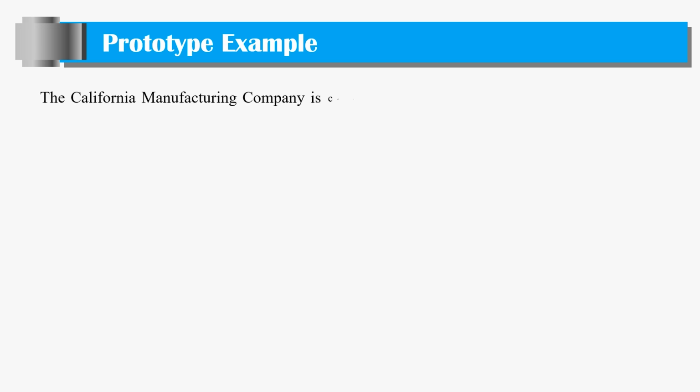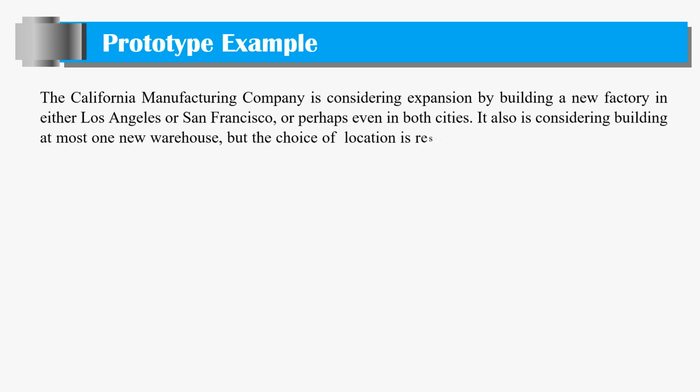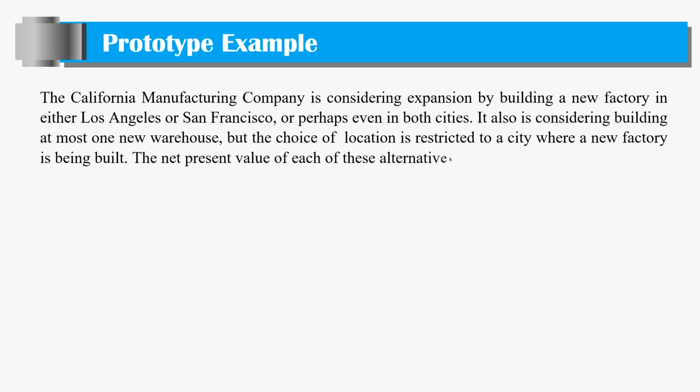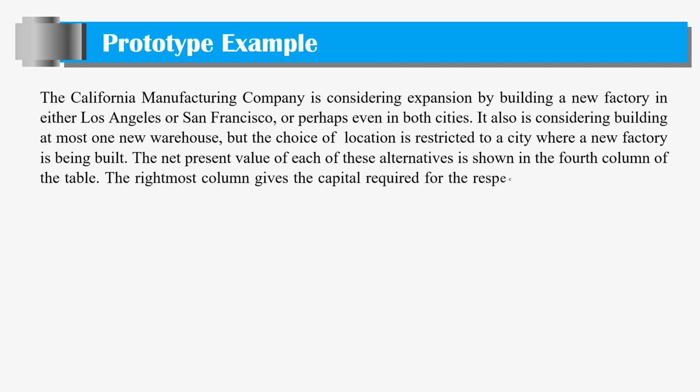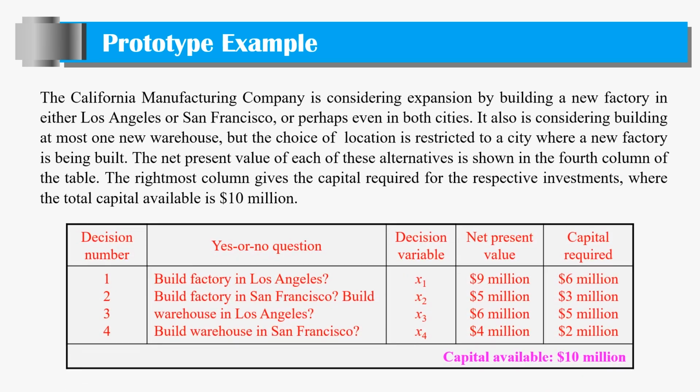Now we introduce section 1, prototype example. A California manufacturing company is considering expansion by building a new factory in either Los Angeles or San Francisco, or perhaps even in both cities. It also is considering building at most one new warehouse, but the choice of location is restricted to a city where a new factory is being built. The net present value of each of these alternatives is shown in the first column of the table.